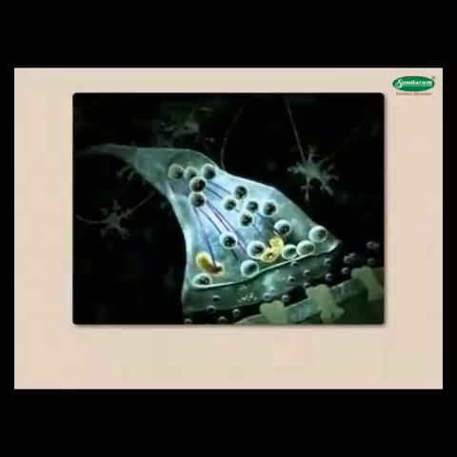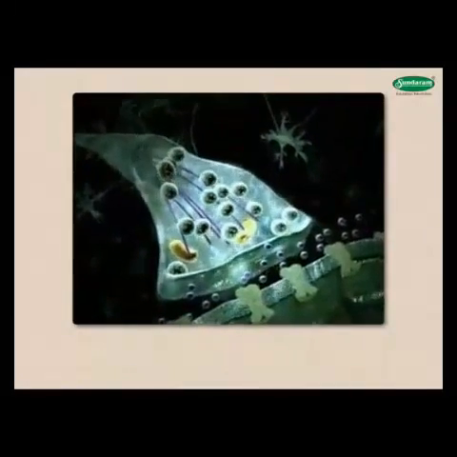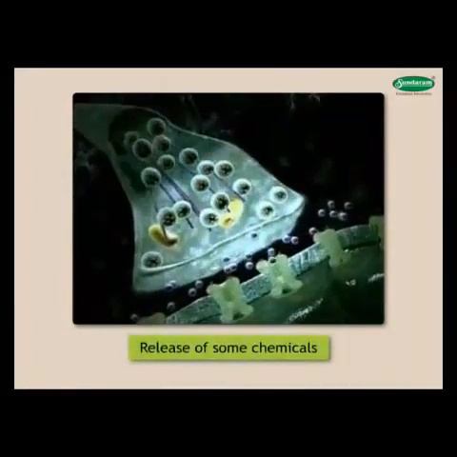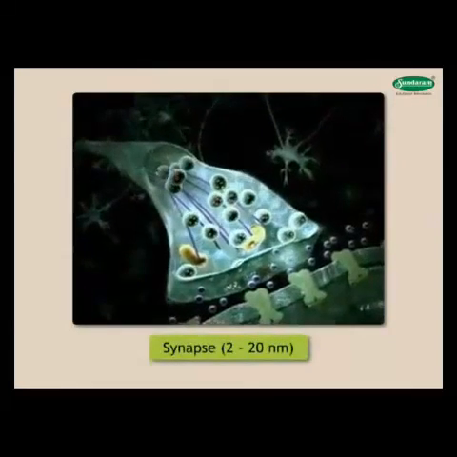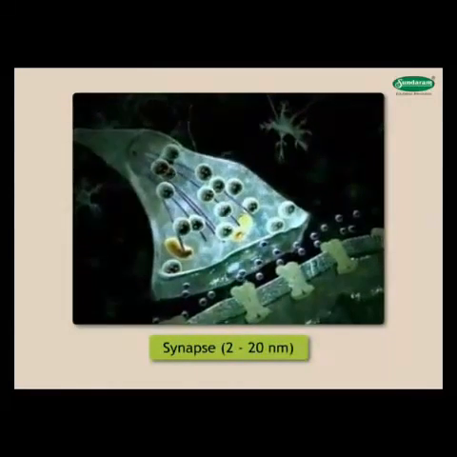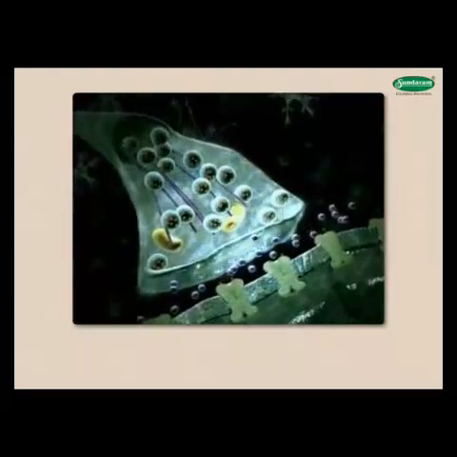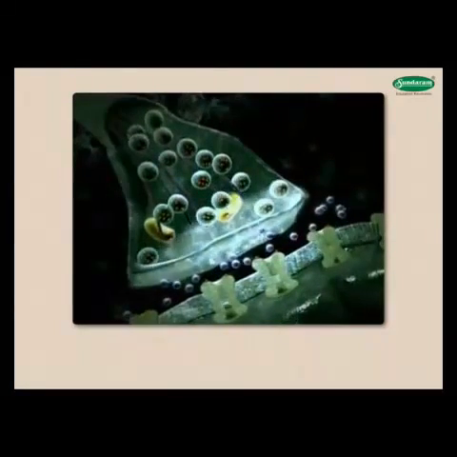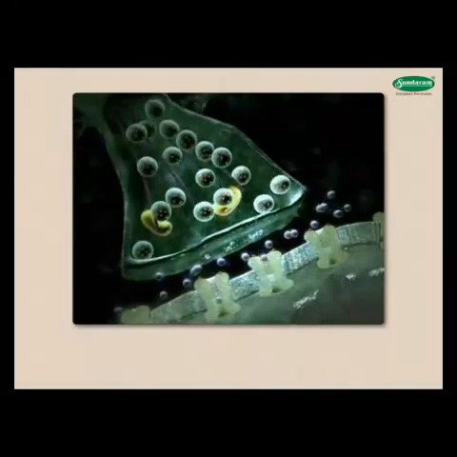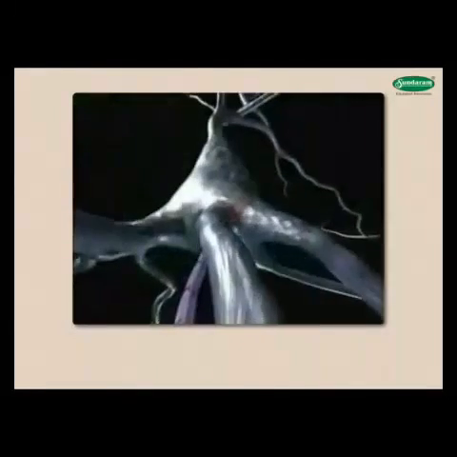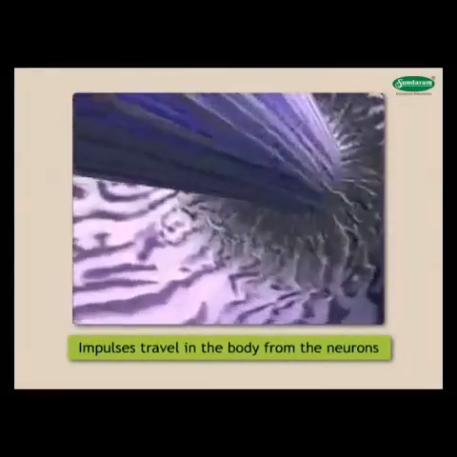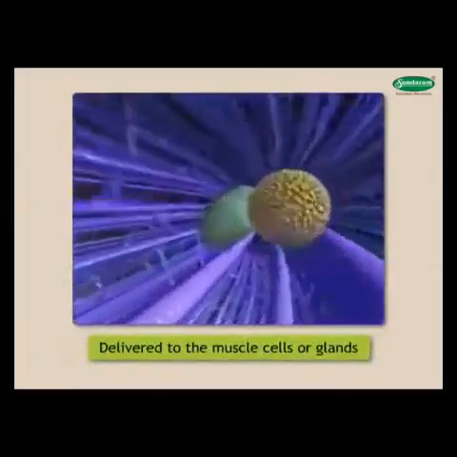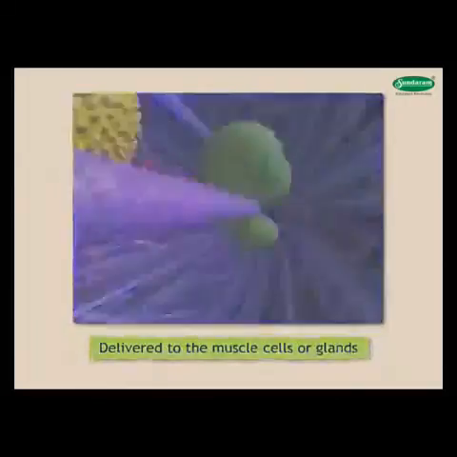At the end of the first axon, the electrical impulse induces the release of some chemicals. These chemicals go across the small gap called the synapse, of 2 to 20 nanometers, between the neurons and start a similar electrical impulse in the dendrite of the next neuron. This is the procedure by means of which the impulses travel in the body from the neurons and are delivered to the muscle cells or glands.